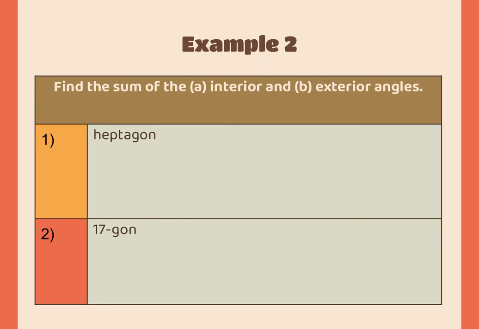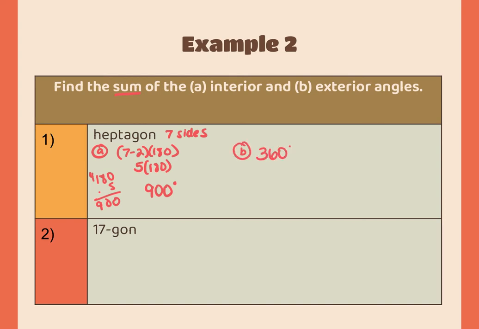Okay, so this one says find the sum of the A interior and B exterior angles. So we're going to start with a heptagon. A heptagon has 7 sides. So interior is 7 minus 2 times 180, or 5 times 180, and 180 times 5 is 900 degrees. And it wants sum, not each, so we don't have to divide that by 5 or by 7. And then B is the sum of the exterior, and that's 360 degrees, and it never changes.